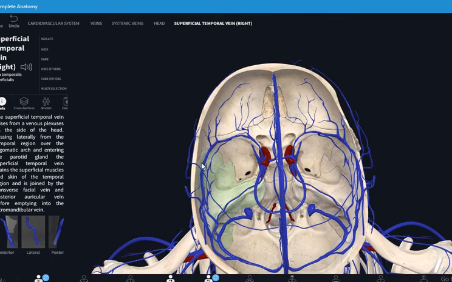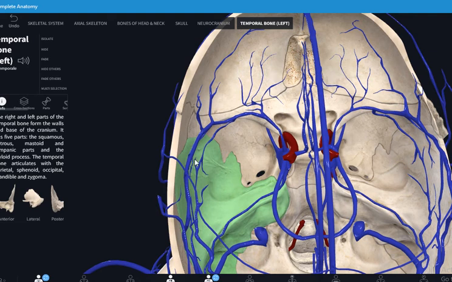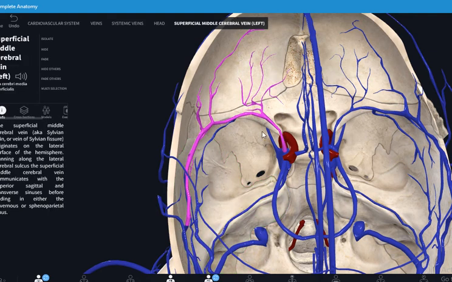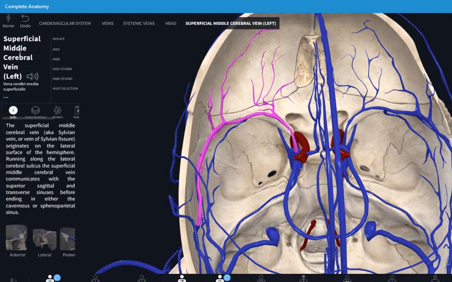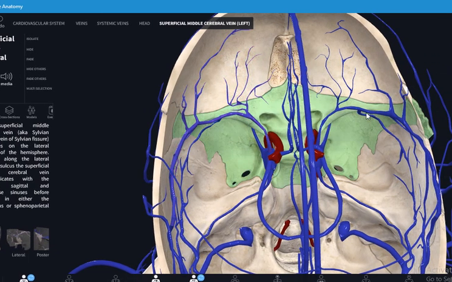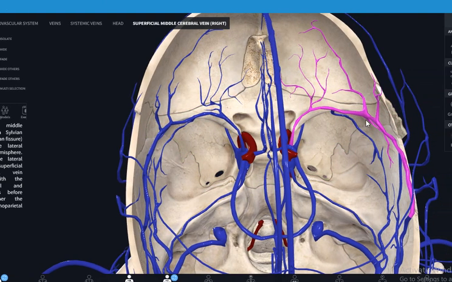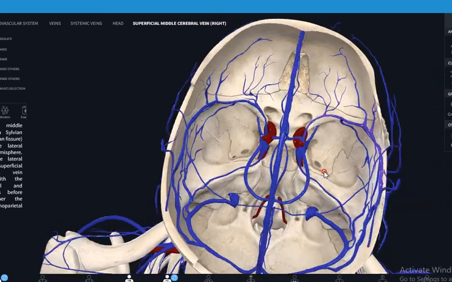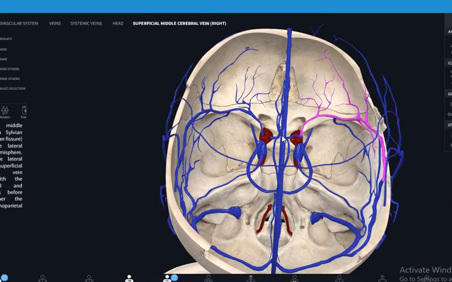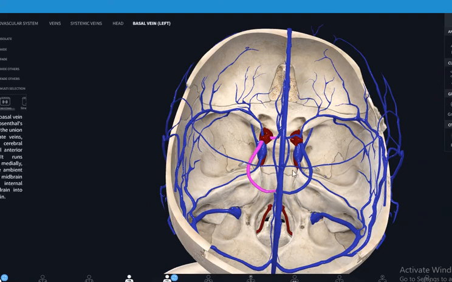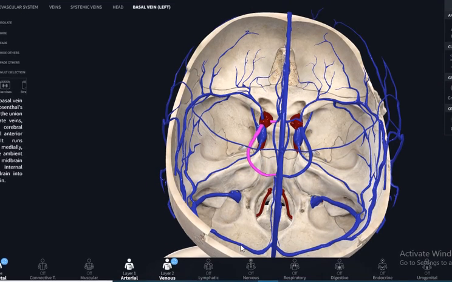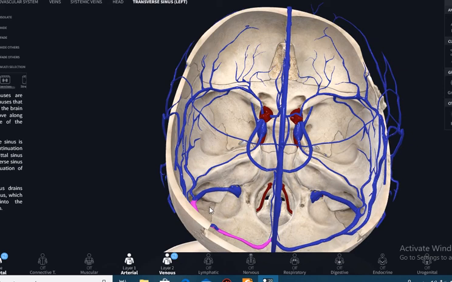Now this vein here, when we enter much more, is going to be called the superficial middle cerebral vein. So it accompanies the middle cerebral artery. This is the superficial middle cerebral vein here. Now the superior sagittal sinus, and here we said that it is the basal vein, the left basal and right basal vein. At this portion we are going to have the transverse sinus.